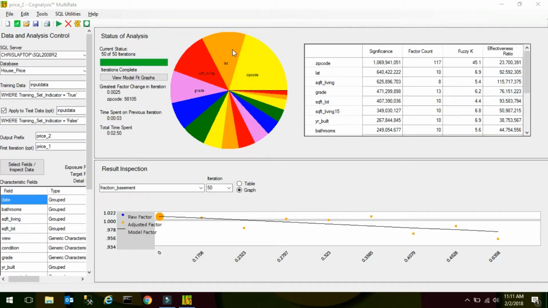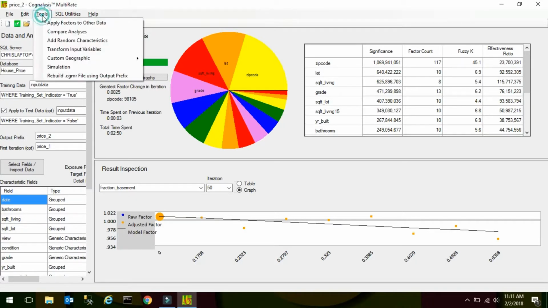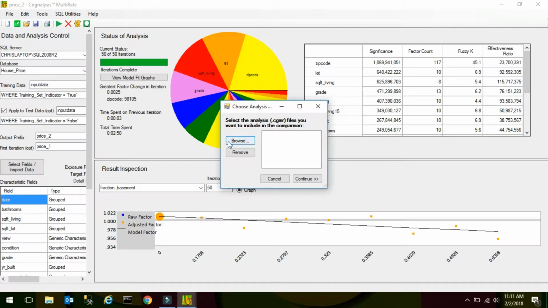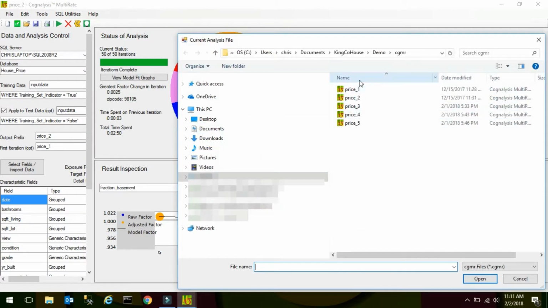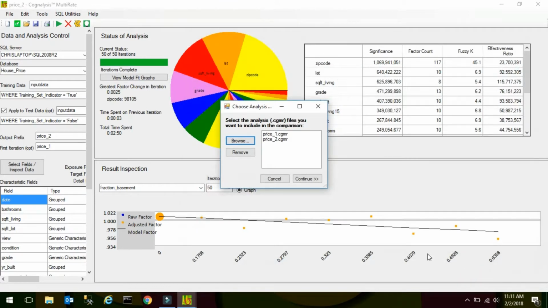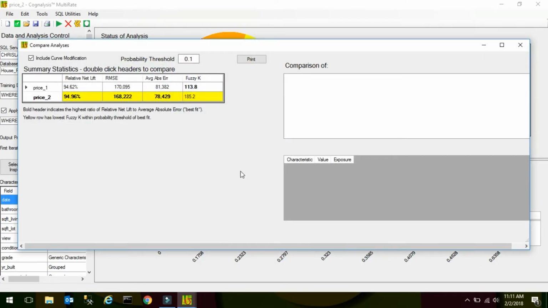Let's turn our attention now to comparing different models to each other. To do so, you go into the Tools menu, and within Tools, there's an option for Compare Analyses. And we are going to select the Price 1 and Price 2. Price 1 was the original model we built. Price 2 was developed from using the Auto Improve function. And we've got those two models shown here.